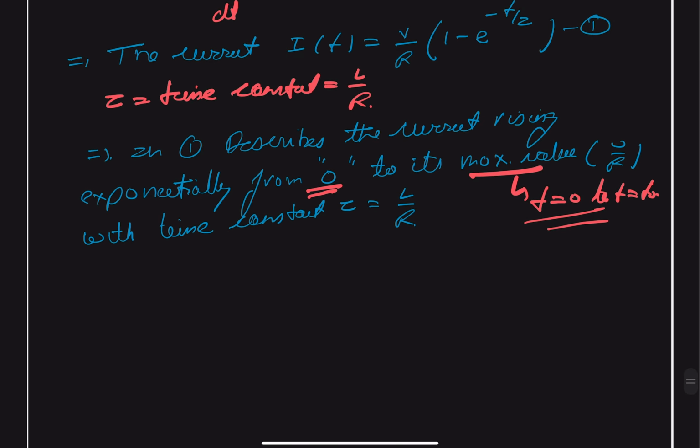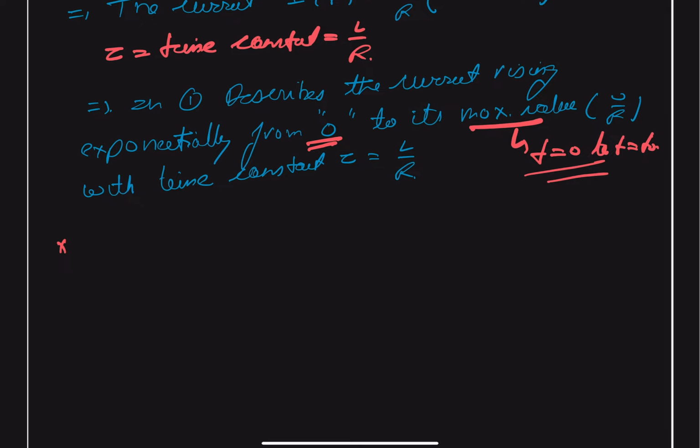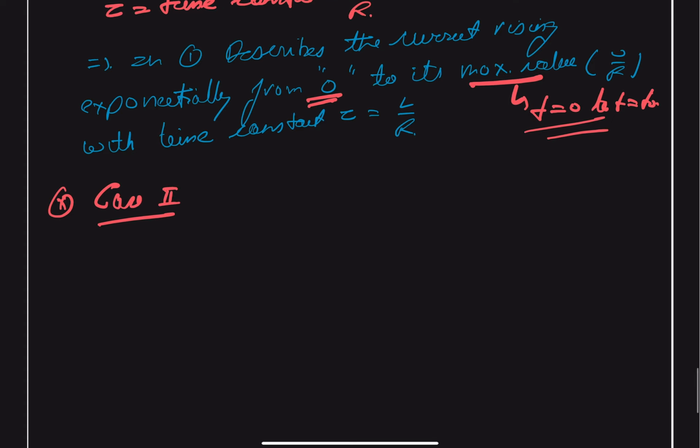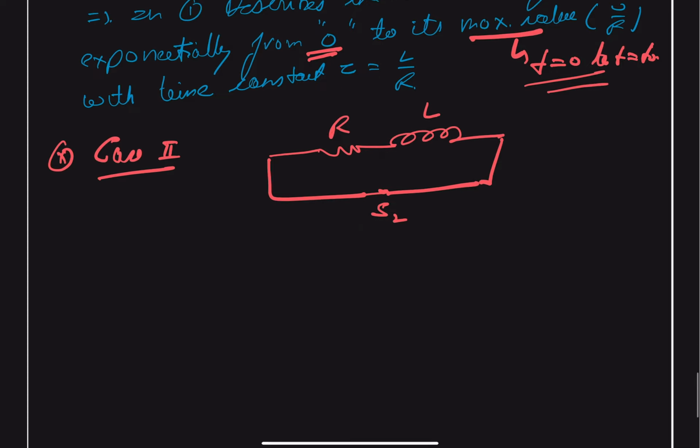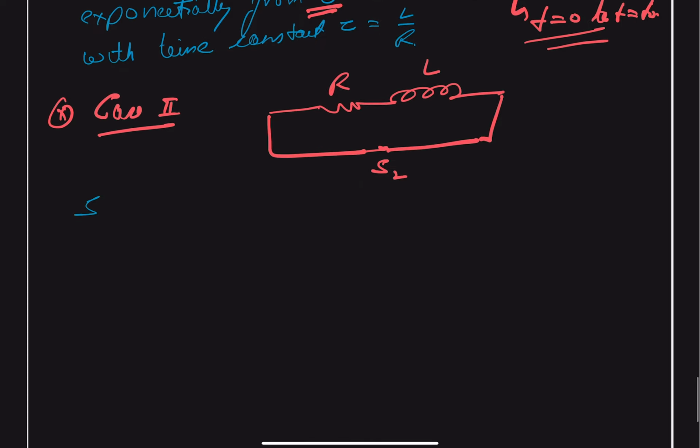Now let us write for case 2. In case 2, we have a switch S2, and we have our resistance R and inductor L, and in this case S2 is closed for t greater than t naught.